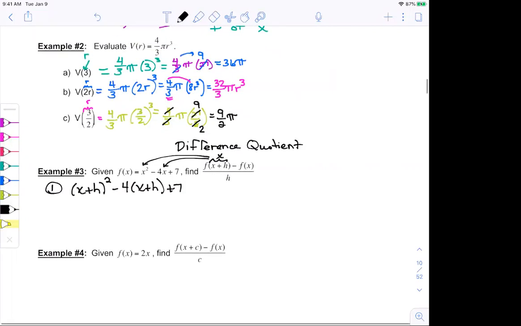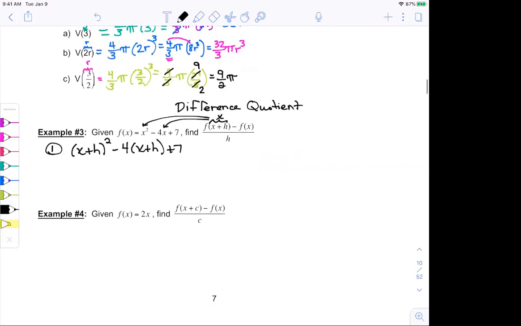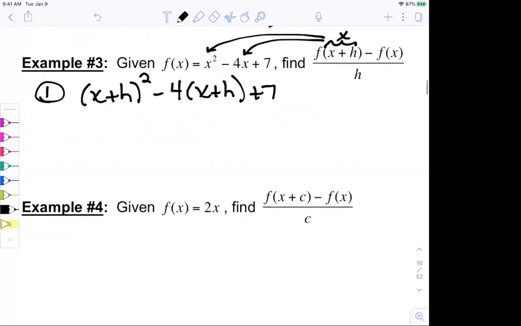So I'm going to my function and I'm replacing x. That's exactly what we did in the example above. We went to our function and we replaced r with the number in the parentheses. So I'm replacing x with the number in the parentheses. But now we have to simplify it, so we can't just leave it like this. So the first thing to simplify would be this x plus h quantity squared.